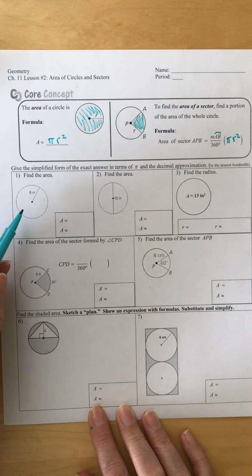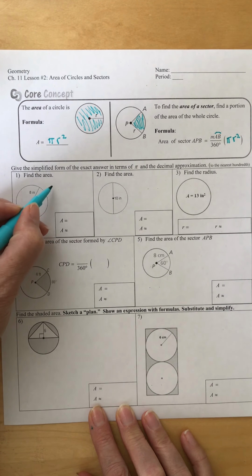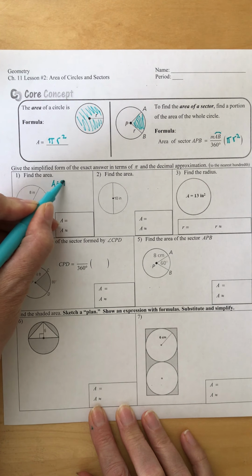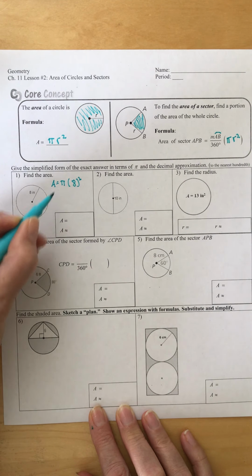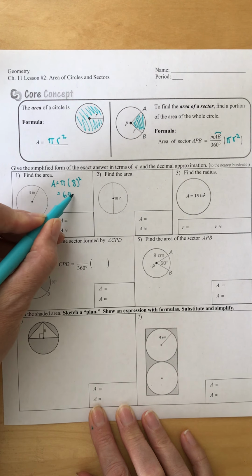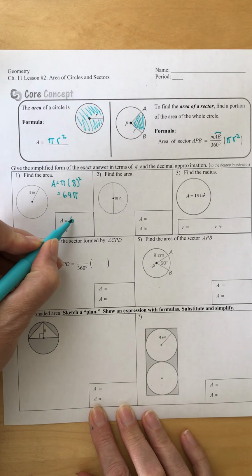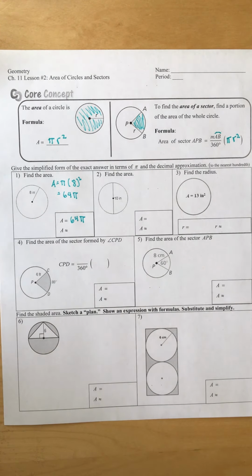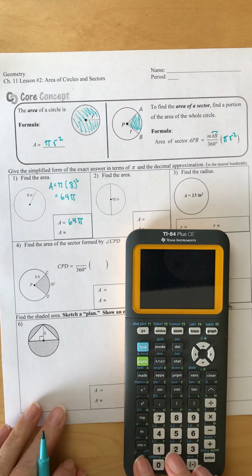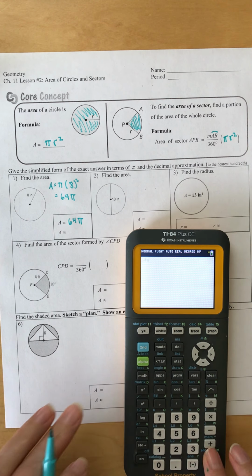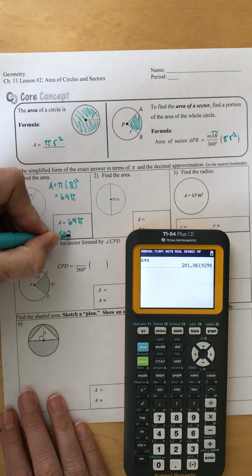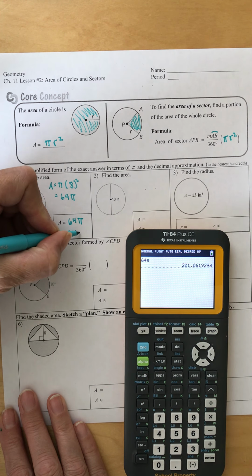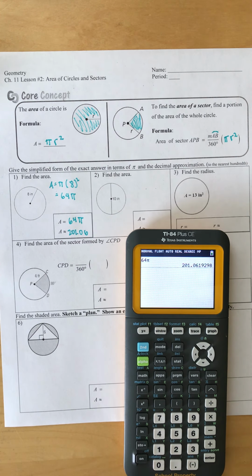So you're often asked to find the area of a circle given the radius. So you just do pi times 8 squared, which is 64 pi. Then you'd use a calculator to get the decimal approximation, which is 201.06, or 201 6/100.